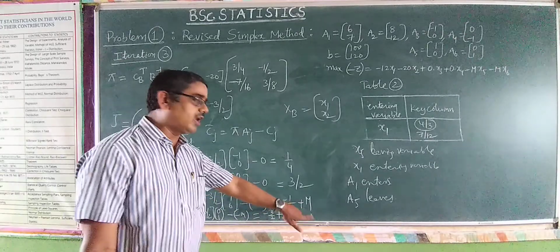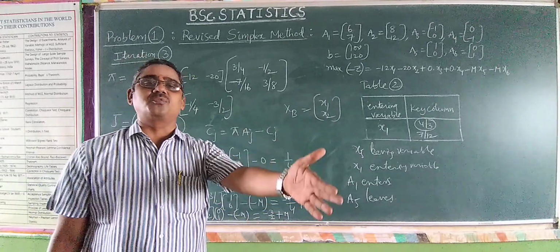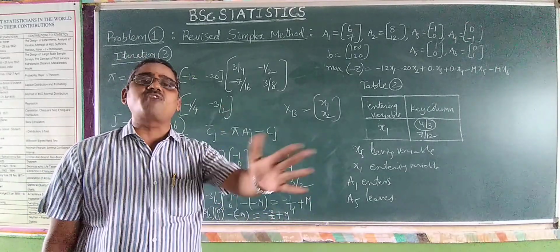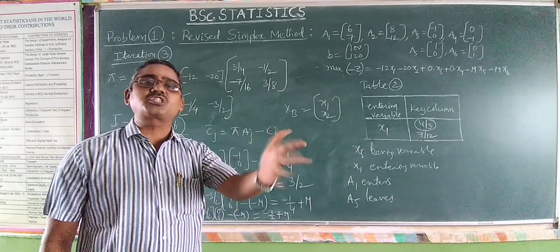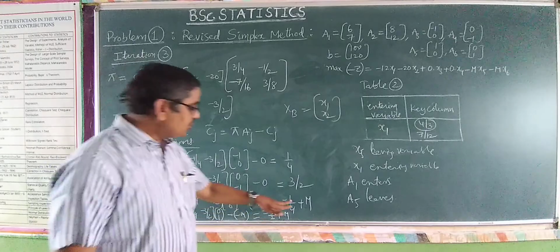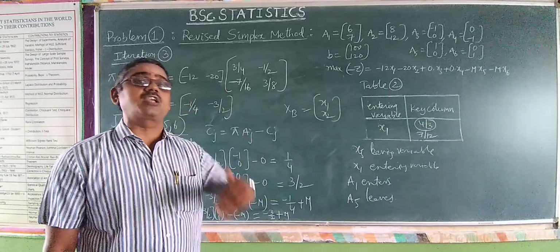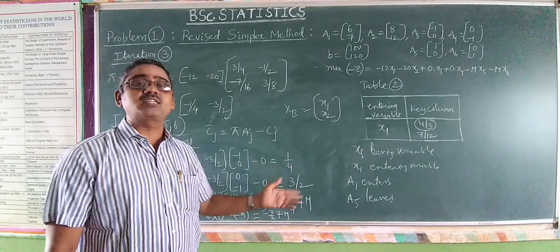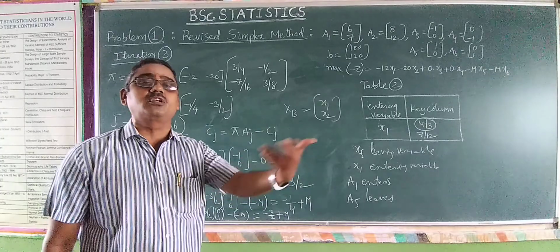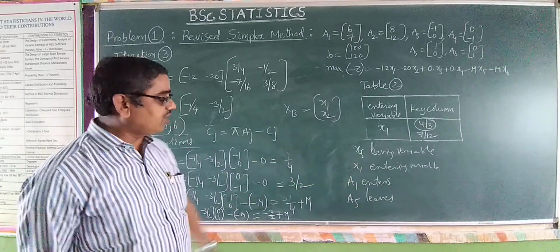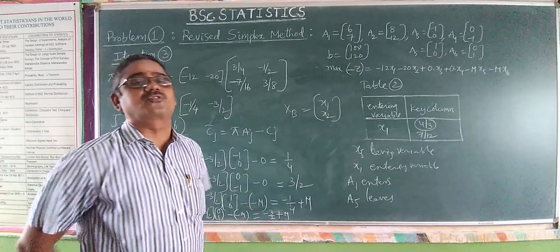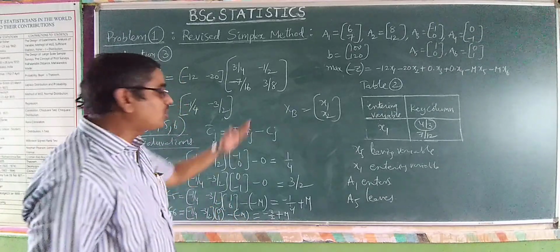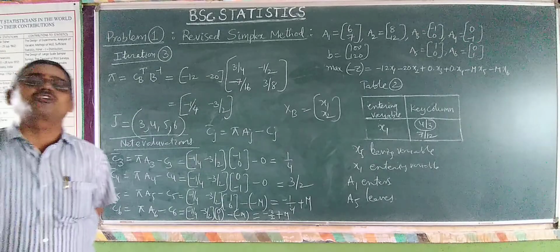So if you consider M is the highest positive value, the largest value, minus M is the largest penalty. Therefore you have to consider one such M, it dominates minus 1 by 4 so that it should give the positive value. So therefore M minus 1 by 4, M minus 3 by 2 are all positive values, so greater than 0. Therefore, all net evaluations are greater than or equal to 0.